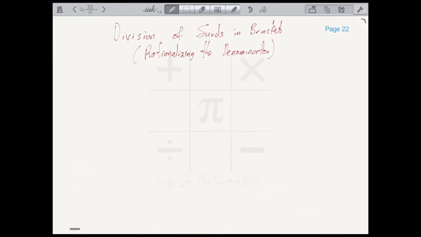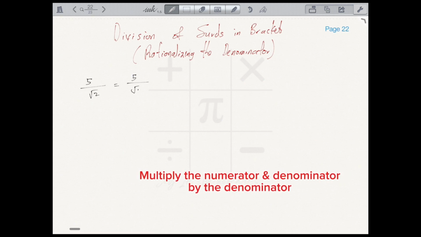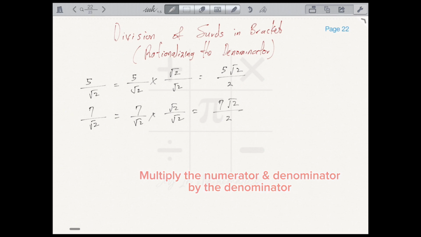Let's refer back to the lesson video we had on division of surds. If you remember, we had 5 divided by root 2. Because we cannot have a surd at the denominator, we multiply the numerator and the denominator by the denominator, and this will give us 5 root 2 divided by 2. Likewise, 7 over root 2 multiplied by root 2 divided by root 2 will give us 7 root 2 divided by 2.